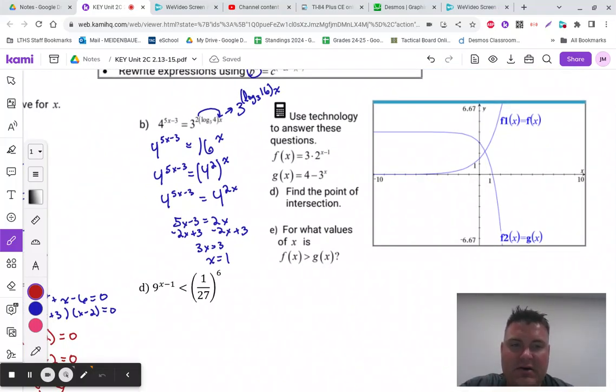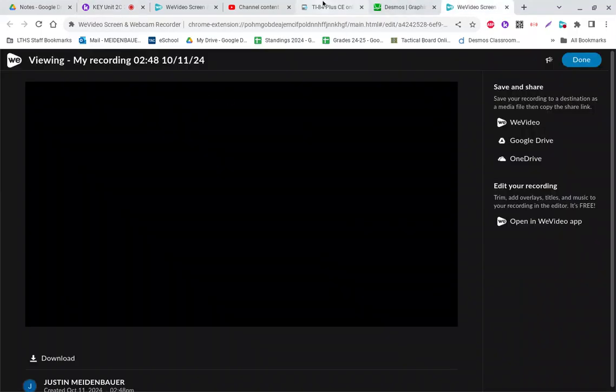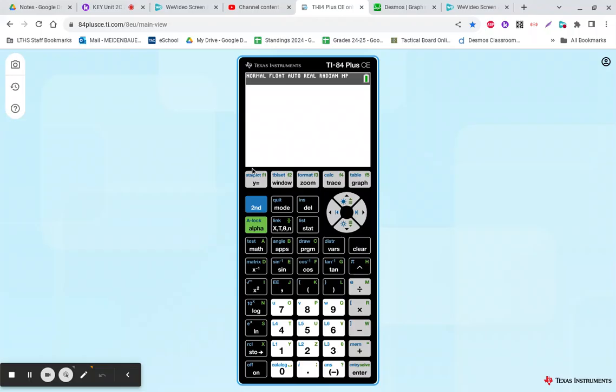All we do for this is just type this in. So using technology, I'm going to type f of x into y1, g of x into y2, and find the intersection. That's something that we should know how to do, but you never know. So y1, I said that's going to be 3. I'm going to put a parentheses instead of a times sign. My calculator's okay with that.